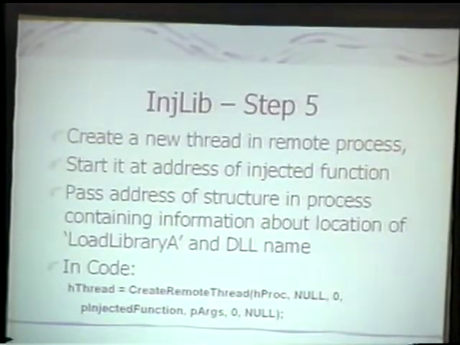So it's creating a Windows NT thread inside this process, and it can start it at any address you'd like, at the address of any function you'd like. So we've injected a function, so we start it there, and then we can also pass in a pointer to the arguments, which will be the argument to the function which is called when the thread is created.